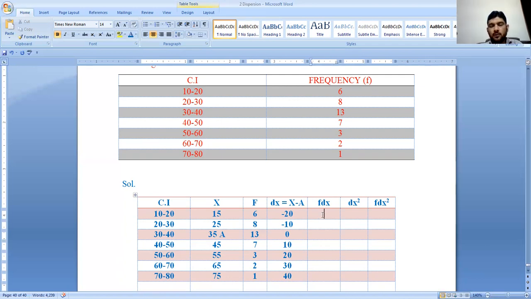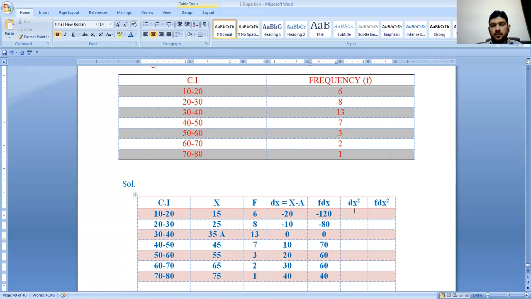Now we have to find the product of frequencies and dx. We find the product of these two columns, that is 6 into minus 20, that will be minus 120. 8 into minus 10, that will be minus 80. Next one is 0. 7 into 10, that will be 70. 3 into 20, that will be 60. Next one is 60. And the last one is 40.